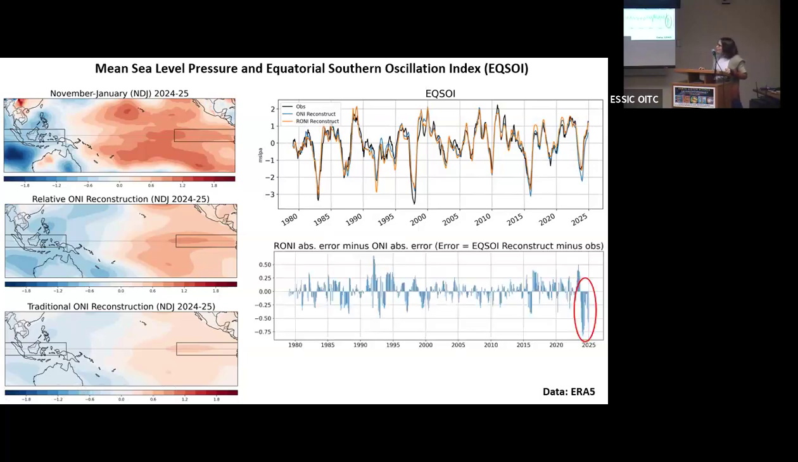And I can do a difference, right? I can look at the error. And here, what I mean by error is I'm taking the reconstruction minus the observations. And I'm asking whether the relative error is bigger or smaller than the traditional error. Negative values here mean that the relative reconstruction is doing a better job matching the observations than the traditional. And you see some noise going back and forth.